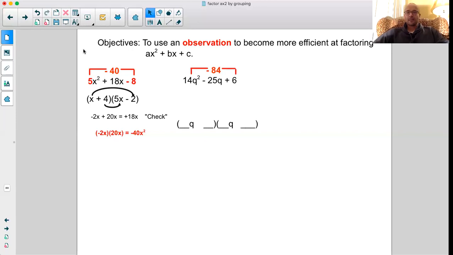What we did instead was come up with a decent guess structure. We worked our way through, guessing and checking how to break up the 14q squared and the 6, and our gauge on whether we were right was our check of our outer product and our inner product. But we were only worrying about what they added to. It turns out the outer product and the inner product should multiply to negative 84.